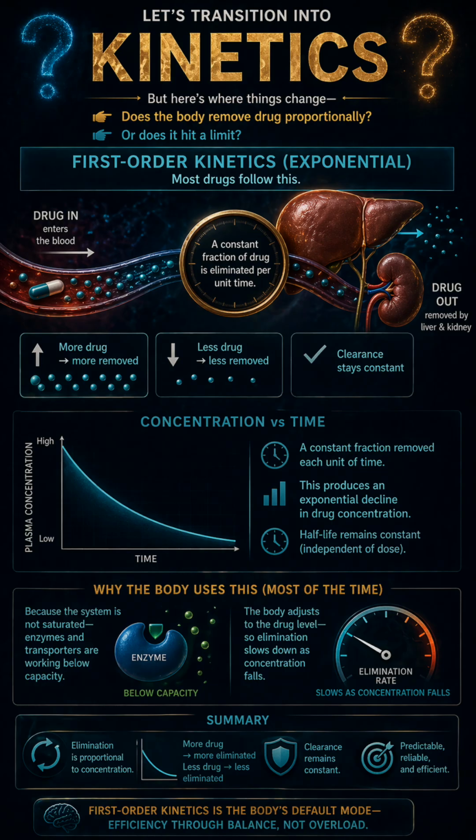A constant fraction of drug is eliminated per unit time. More drug, more amount is removed. Lesser the drug, less amount is removed. Clearance stays constant. Why does the body use this? Because the system is not saturated. Enzymes and transporters are working below capacity. The body adjusts to the drug level, so elimination slows down as concentration falls.